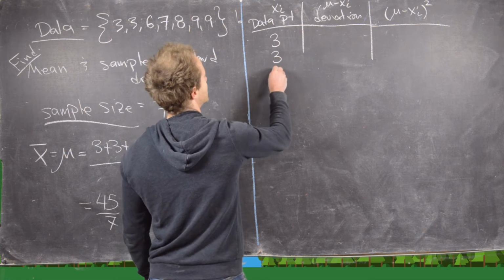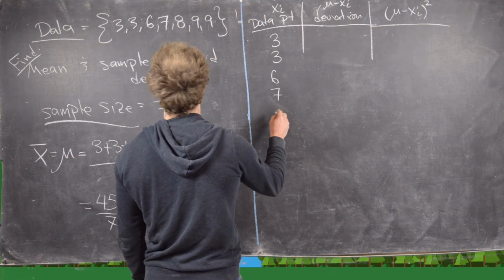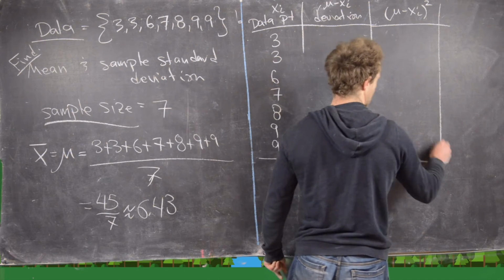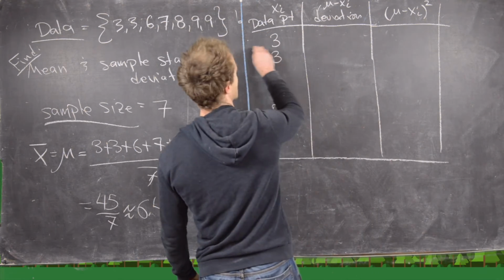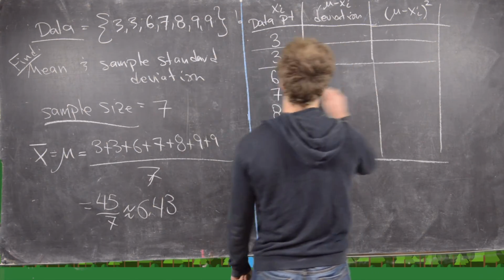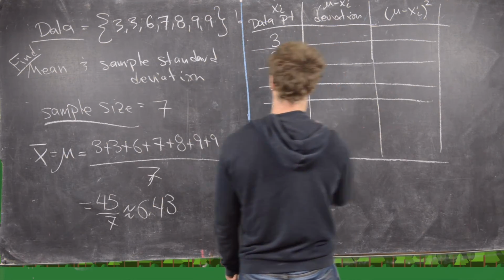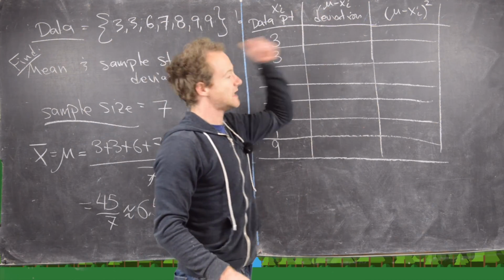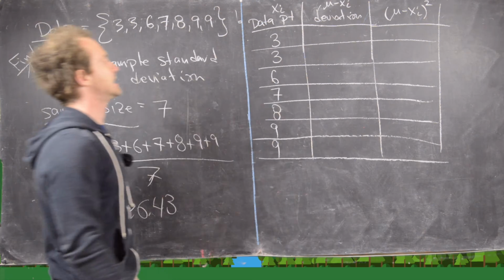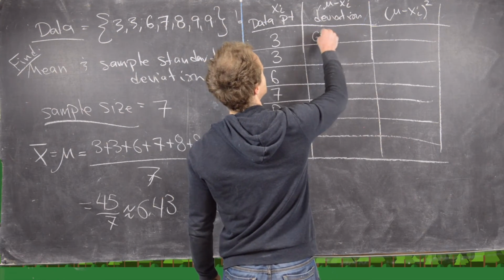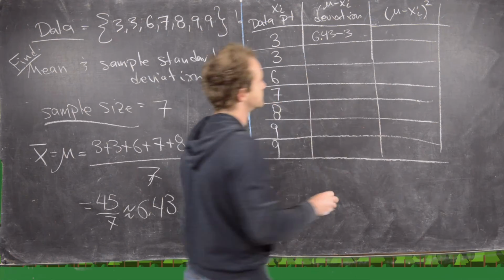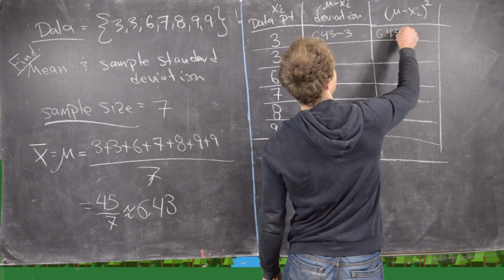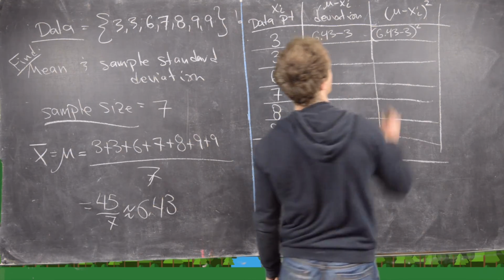So 3, 3, 6, 7, 8, 9, 9. Okay, so we've got something like that going on. Okay, and so now here we'll do the mean, which we calculated right here, minus this data point. So in other words, we'll do 6.43 minus 3. And then over here, we'll square that. So 6.43 minus 3 quantity squared.